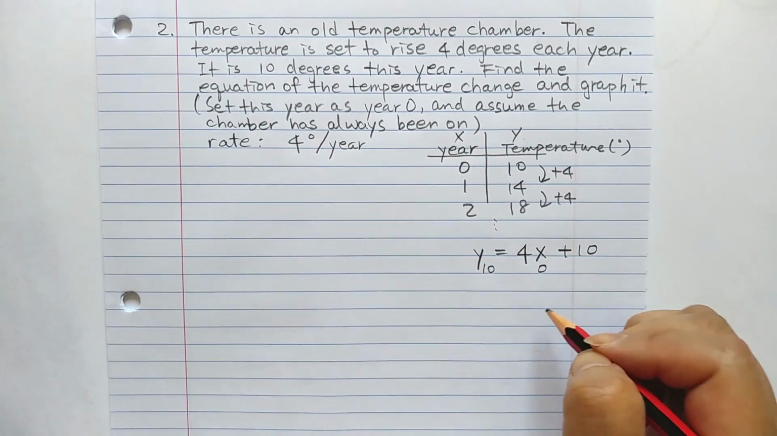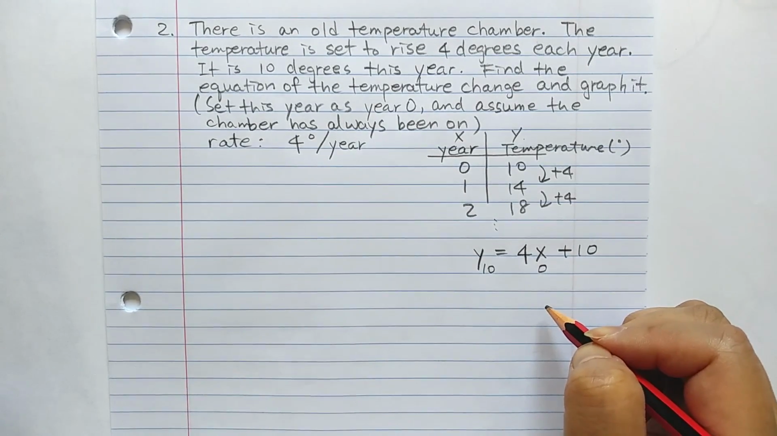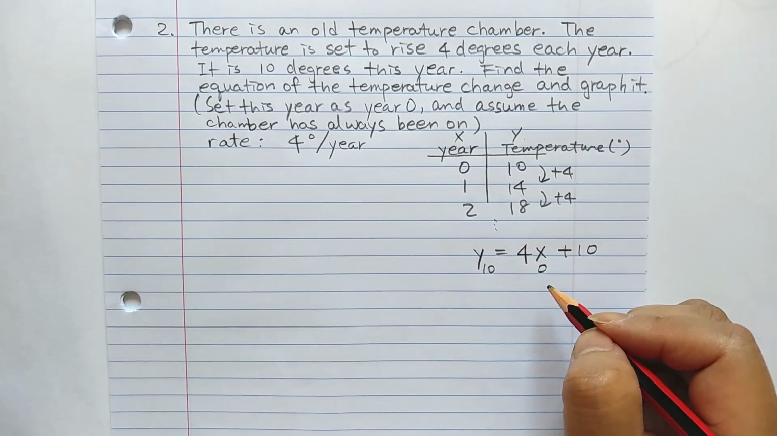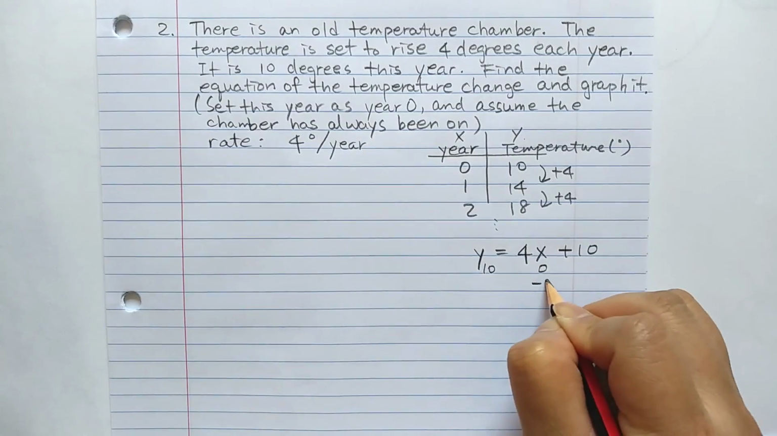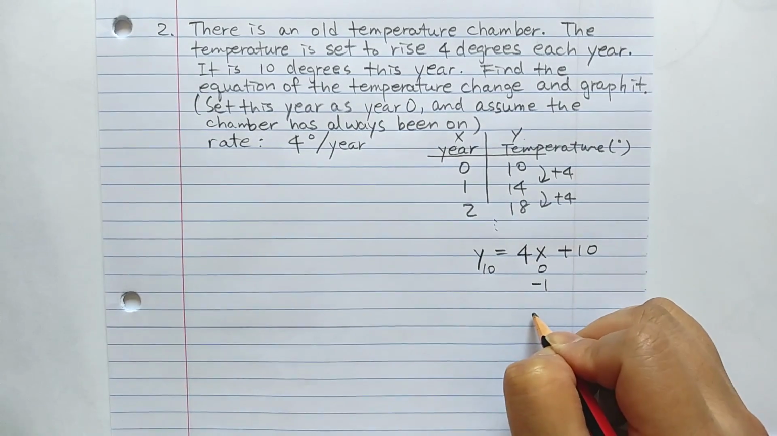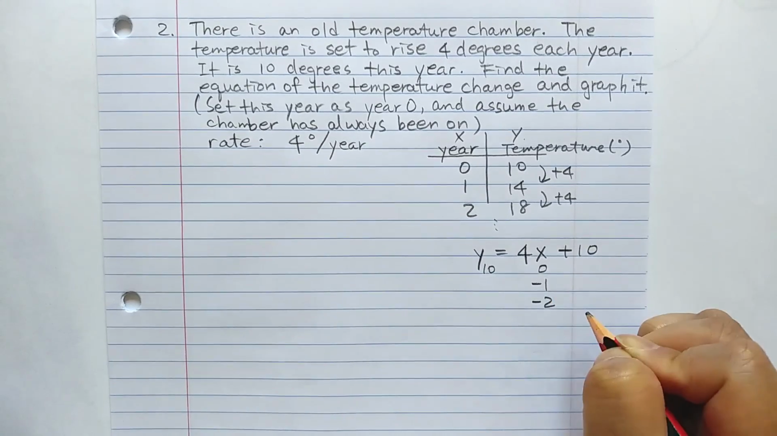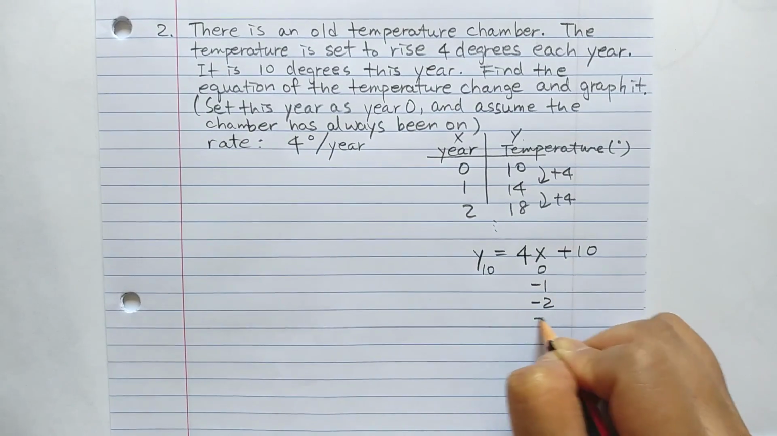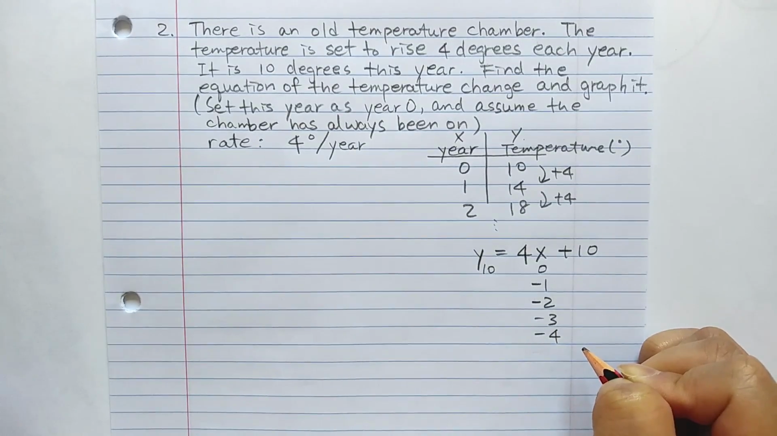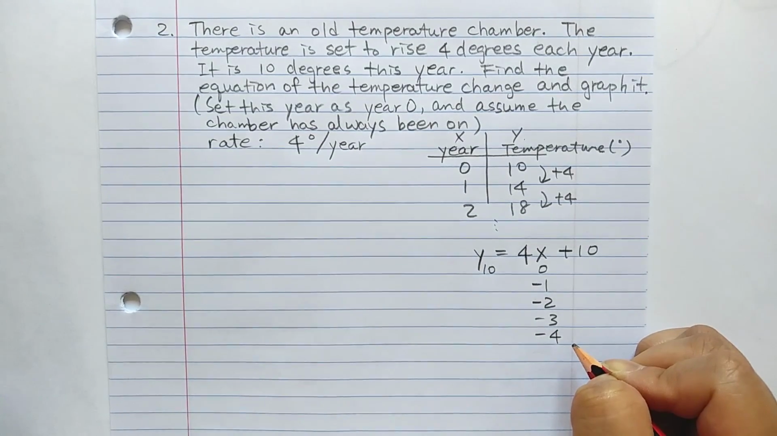Let's think about what happened in the past years. If this year is the year 0, what year is the last year? It'll be year -1. And how about the previous year? 2 years ago will be -2. 3 years ago will be -3. And -4 will be 4 years ago.